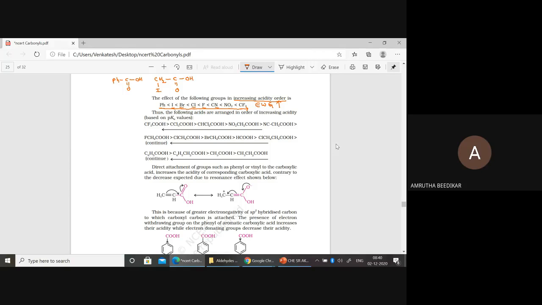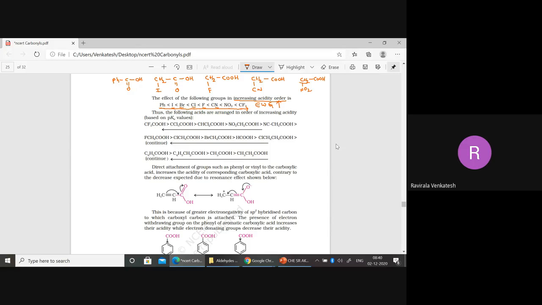Next I am writing CH2F, then CO, directly COOH, right? No problem, no need to write C double bond OH. Next I am writing CH2 cyanide, COOH. Finally we'll take NO2 also, CH2 NO2, or CF3, whatever it may be, COOH.